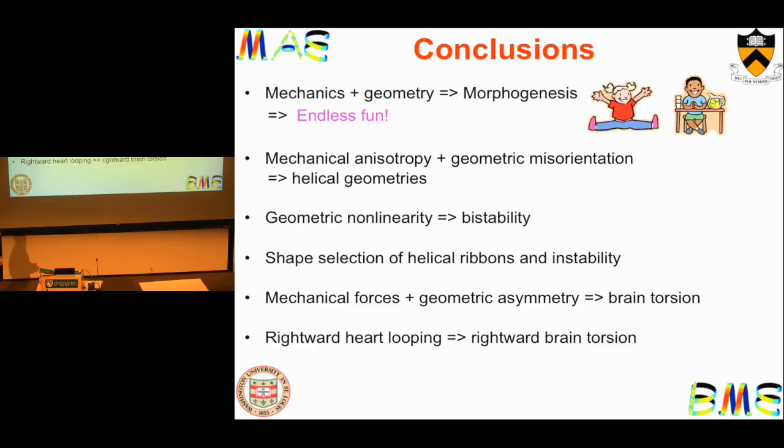So to conclude, I hope I've convinced you that by studying the relationship of mechanics and geometry, we're studying morphogenesis, which can bring us endless fun. And that's because there are endless problems we can solve. And in particular, I showed you that the combination of mechanical anisotropy and geometric misorientation can give rise to helical geometries, and that geometric nonlinearity would induce bistability. And putting them together, we can come up with shape selection principles of helical structures and the associated instability. And for the brain torsion problem, we showed that external forces from the vitreous membrane are important in causing the brain to twist, and that the asymmetry of the heart looping actually determines the direction of the brain torsion.